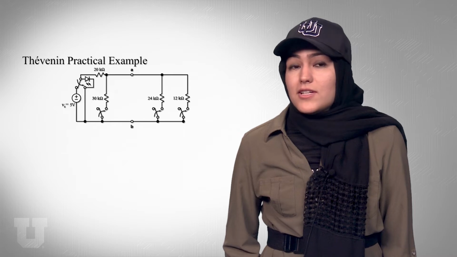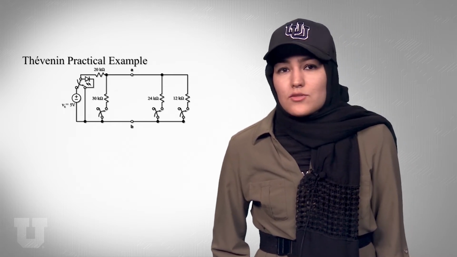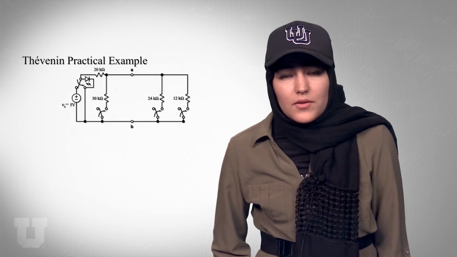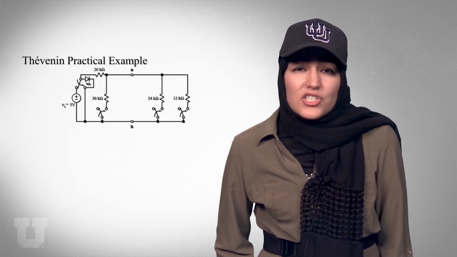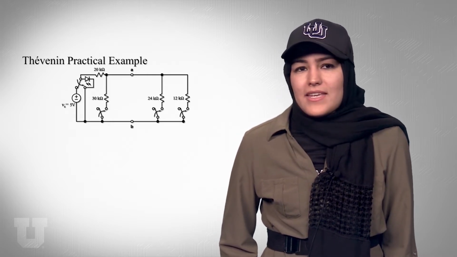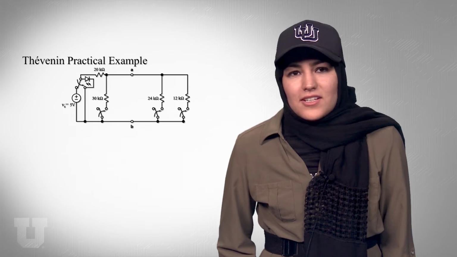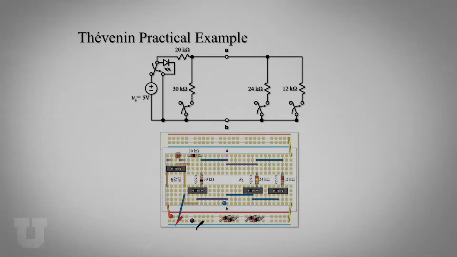After we find the Thévenin equivalent circuit, then we add loads such as 24k ohm and 12k ohm to see if the response of the original circuit at these loads is the same as the Thévenin equivalent circuit. This is the picture of the board that we made ready for you and built. So now let's start the measurements.